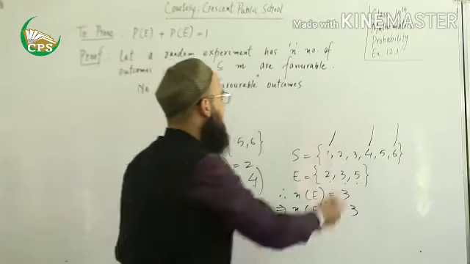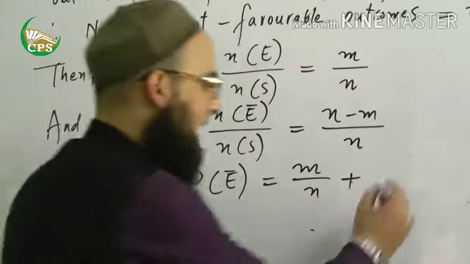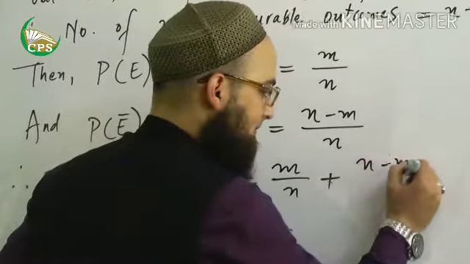Therefore, probability of event. Let me do the addition of these two. Probability of event plus probability of not event. Let me find the addition of probability of event plus probability of not event. Now probability of event is m by n, then plus probability of not event, that is equal to (n minus m) by n.